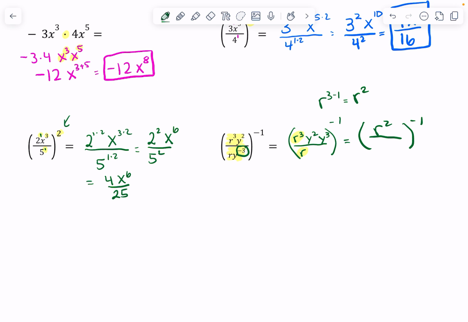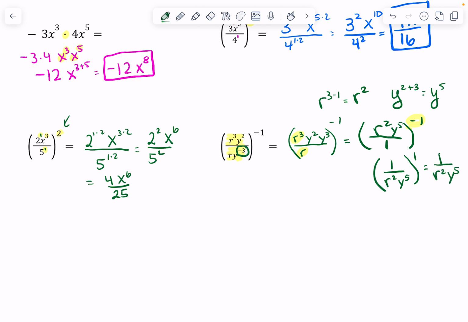Then we would have had r squared, and it would have stayed where it was because it's a positive. On the top, we have our y squared and y cubed, so we have y to the 2 plus 3, so this is going to be y to the 5th, and it's going to stay, and we don't have anything left on the bottom, so that's what we have. Now, because we have this negative 1 and it's applied to the whole thing, everything goes. So we would have the 1 on the top now, r squared on the bottom, and the y to the 5th on the bottom. And now we have a positive 1 exponent, which means we know that it's just itself.